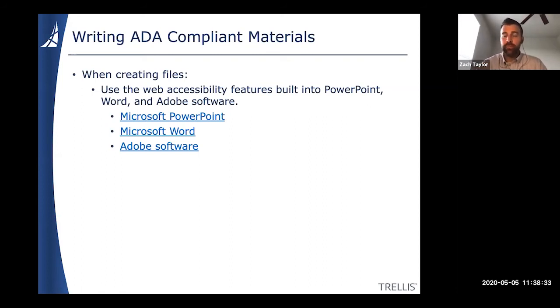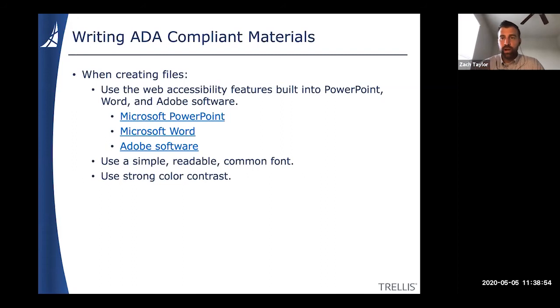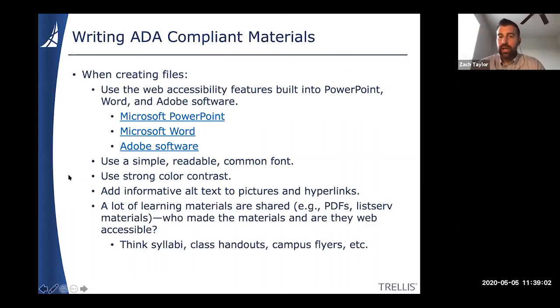A lot of them, if you're running on like Word 2010, a lot of those features weren't built in until the most recent update. So one, update your Word, update Adobe if you have those licenses available to you, but a lot of those accessibility features are kind of brand spanking new and they are awesome. And the documentation on the Microsoft and Adobe websites are also awesome. Again, kind of boilerplate, use a simple common readable font, very strong color contrast, and preferably a light background and a dark font is best. Adding alt text to pictures and hyperlinks.